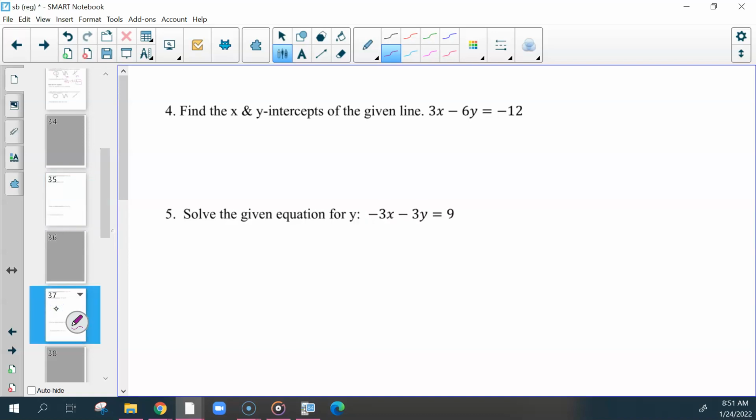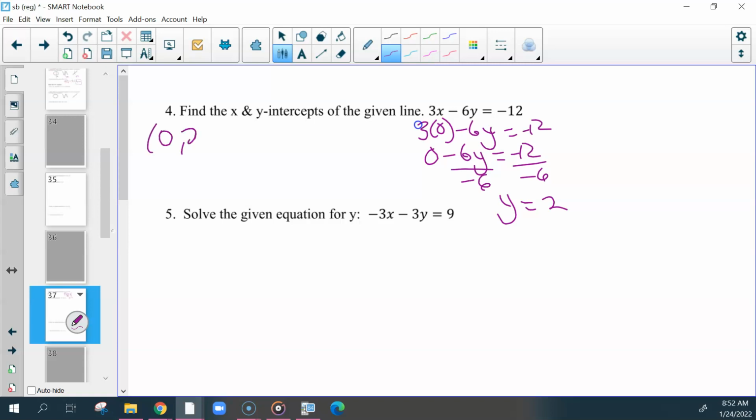So it's supposed to say y, but that's okay. We'll do both just in case anyone will ask. For number 4, you need to find the x and y intercepts of this line. That means put 0 in for one of them. So let's say you chose x first, you put 0 in for x, this would become 0. And then you could solve for y by dividing both sides by negative 6. So that y would equal 2. And then you would need to put them as ordered pairs, so your y would be 0, 2.